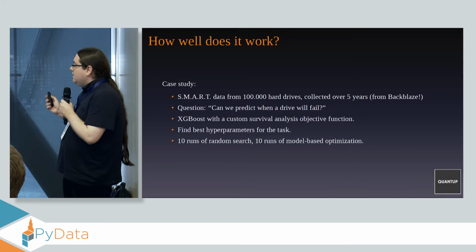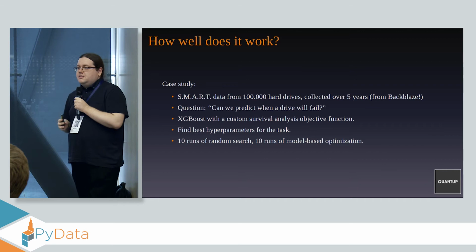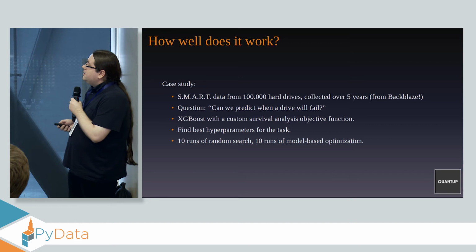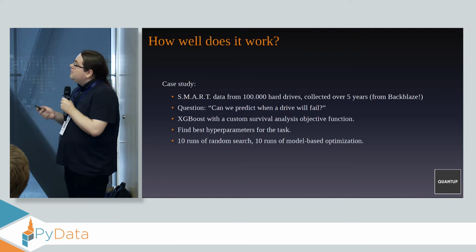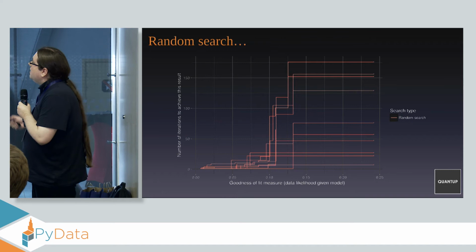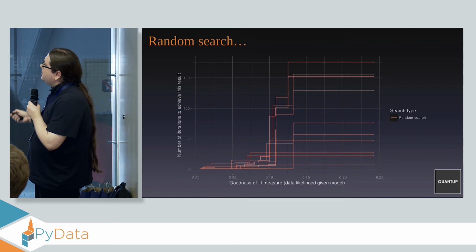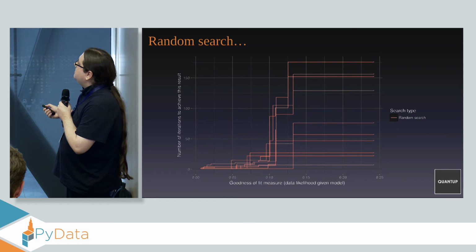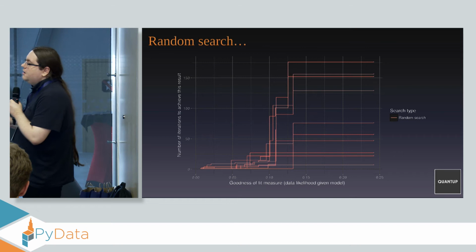How well does it work? Well, I have a small case study, with hard drives from a storage company, Backblaze, if you know them. They have lots of drives and would like to know when they fail. So I did 10 runs of random search on this data set, and 10 runs of model-based optimization. For random search, I got a picture like this. How to interpret it? This is how good the model became after this many iterations. For example, to get to this part of the graph, you needed between 10 and 180 iterations, depending on how lucky the random search was.